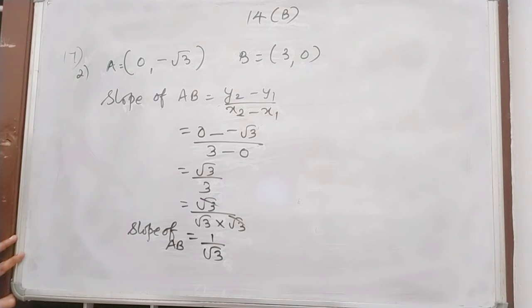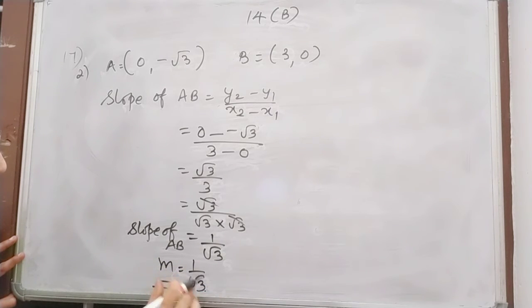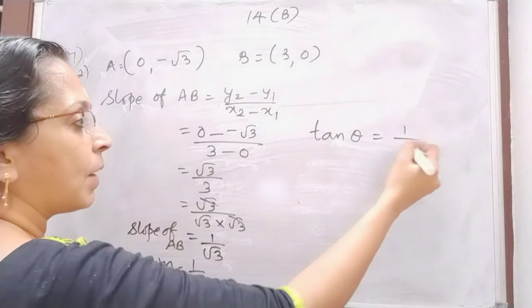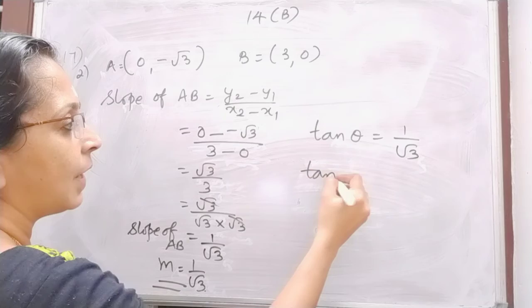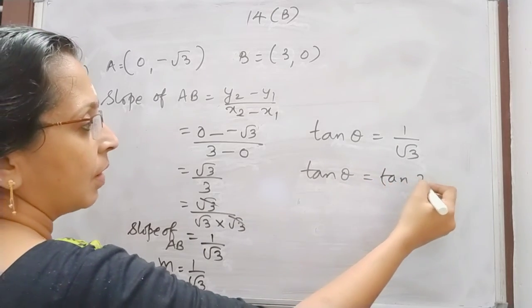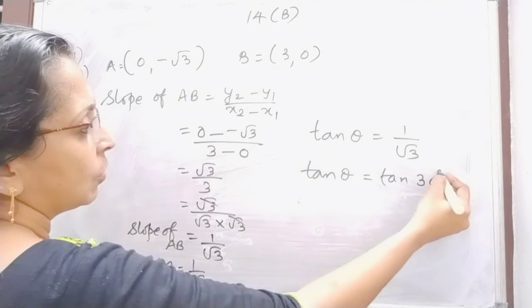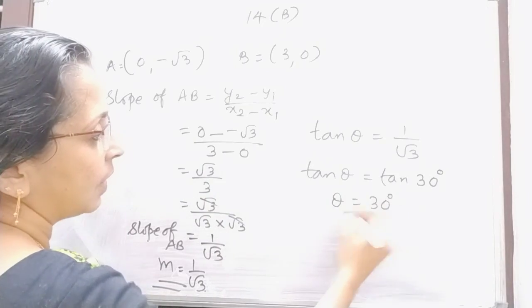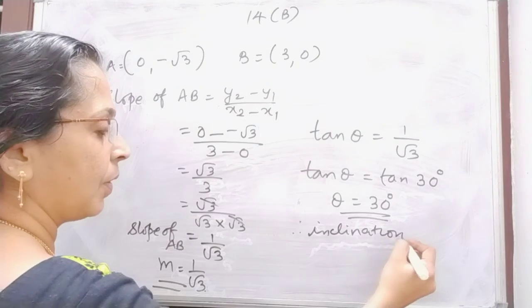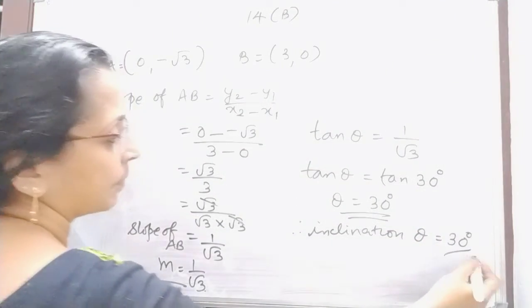Next we have to find the inclination theta. M is equal to 1 by root 3, that means tan theta is equal to 1 by root 3. For what value of theta do we get 1 by root 3? Tan 30 is equal to 1 by root 3. So theta is equal to 30 degrees. Therefore the inclination theta is equal to 30 degrees.